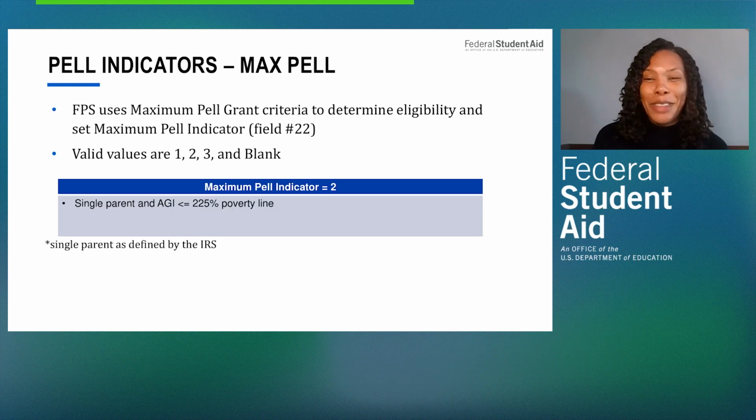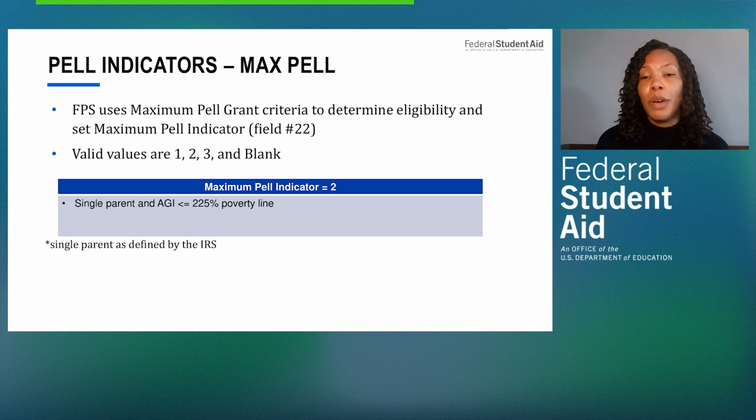So before I get into the maximum Pell Grant indicator 2, I want to point out a couple of things about the Pell Grant eligibility formula. Unlike the SAI, which is going to use a lot of the data from the tax return, the Pell Grant eligibility is only going to use the AGI, and it's going to compare the AGI to poverty level guidelines that are published by the federal government every year. And what that does is it compares the AGI to the family size. And so this is another instance where the family size comes in.